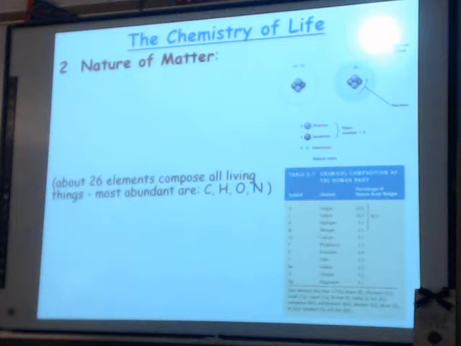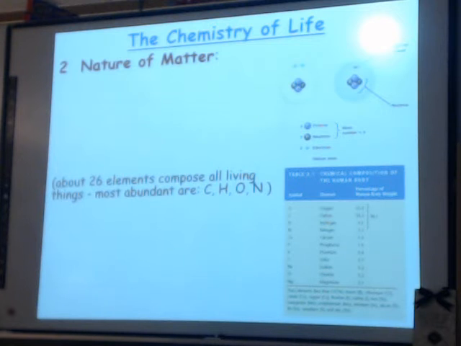All living things have about 26 elements that make their processes work. Mostly we are carbon, oxygen, hydrogen, and nitrogen. That's almost every living organism: mostly carbon, hydrogen, oxygen, and nitrogen. Those are four of the most important 26 elements. What are some other things that we have? Anybody know the other things we have in our body?